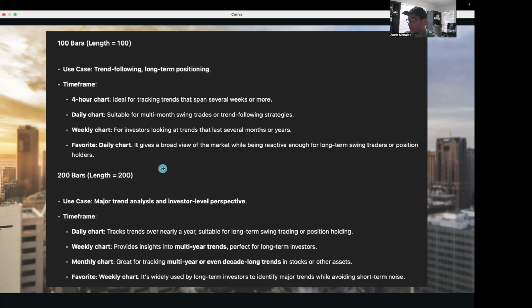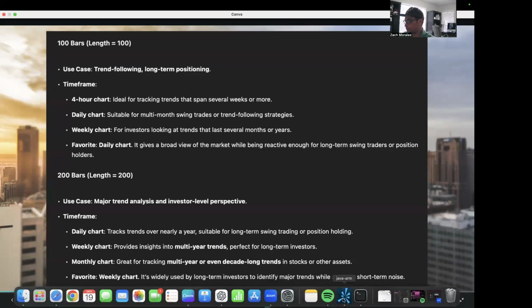You can use it on the daily chart to track trends over nearly a year, suitable for long-term swing trading or position holding. The weekly chart provides insight into multi-year trends, perfect for long-term investors. And the monthly chart is great for tracking multi-year or even decade-long trends in other stocks or assets. The weekly chart would be widely used by long-term investors to identify major trends while avoiding short-term noise.